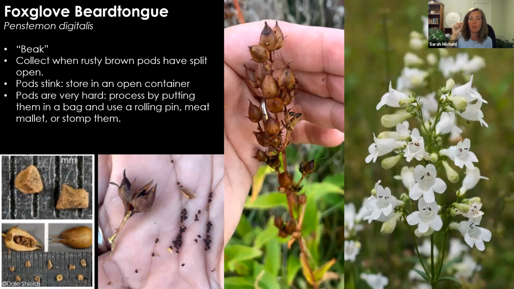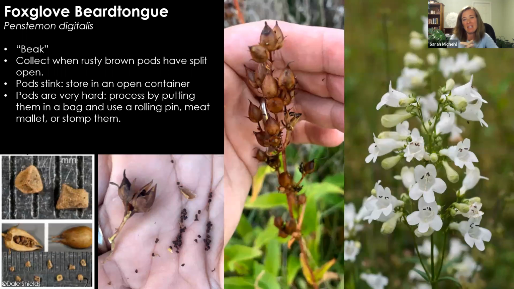And literally, when they're ripe, the beak opens. It's like a little mouth and it opens up. And these are very hard. Right now, if you have penstemon anywhere on your property, they're just starting to open a tiny bit. On mine, a bunch of them are still closed. But when they open, that's when they're ready to be collected and the seeds just fall out, okay?